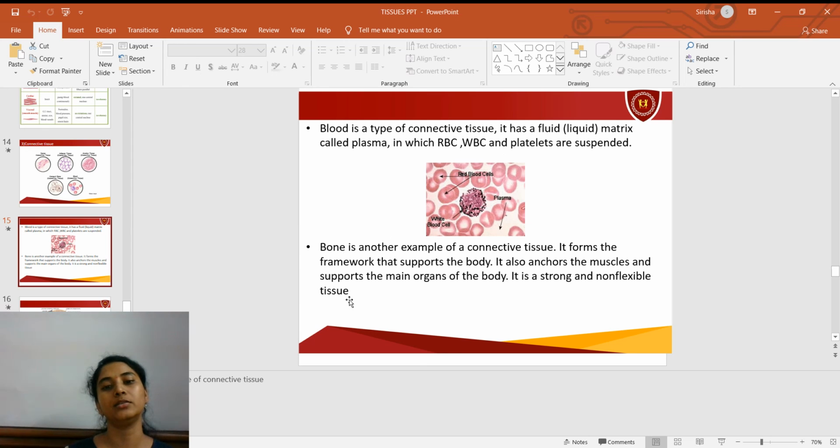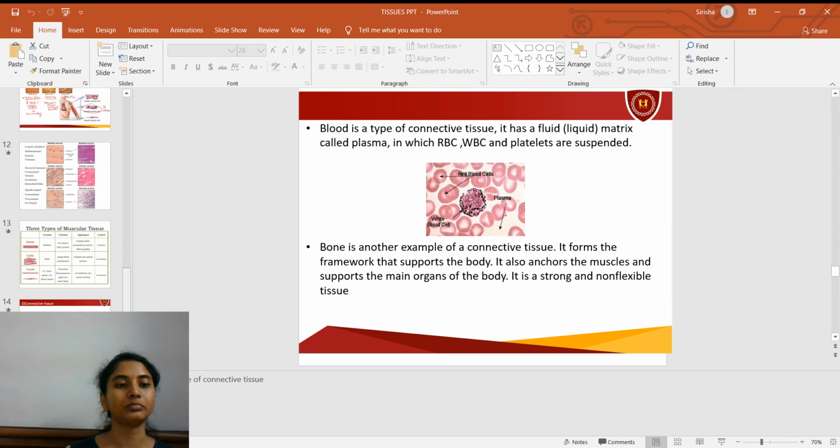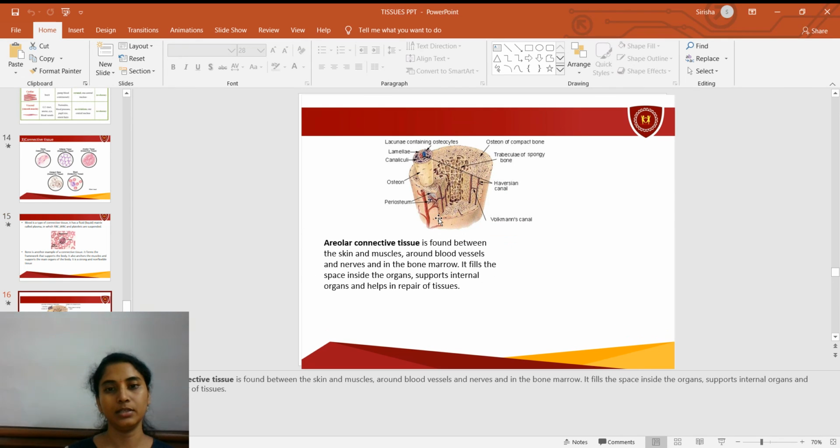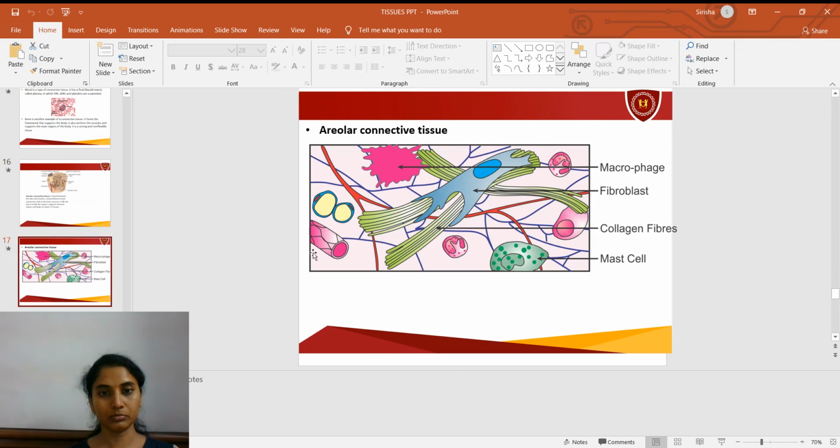Next comes bone. Bone is another example of connective tissue. It forms the framework as well as the skeleton for our body. Next, this is the structure of the bone. Bone cells are called osteocytes. The word osteo always refers to bone. Next is areolar connective tissue, which is found between the skin and muscles. That is how they connect skin and muscles. That is areolar connective tissue. Like this, these are fibroblasts and these are collagen fibers. This connects the skin and muscles.